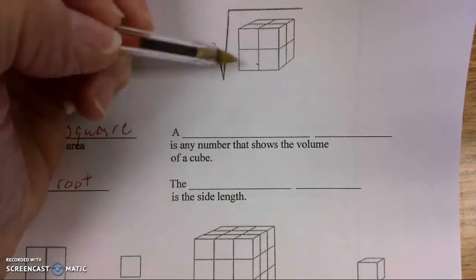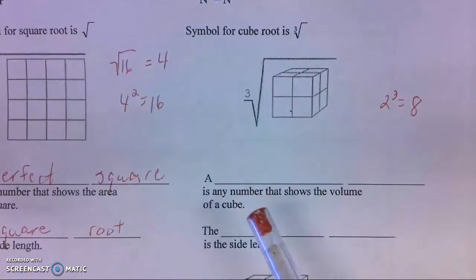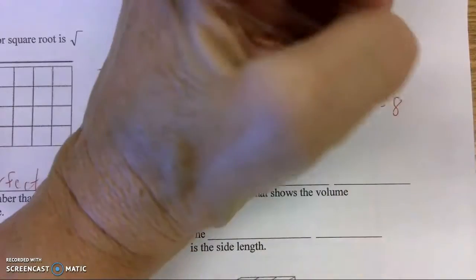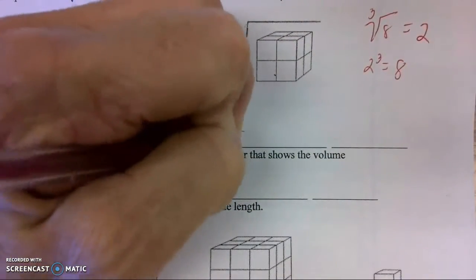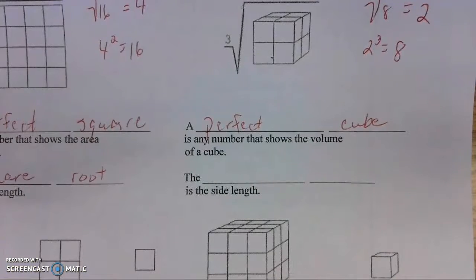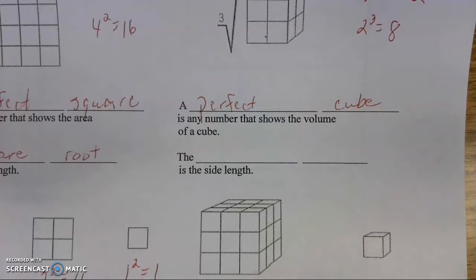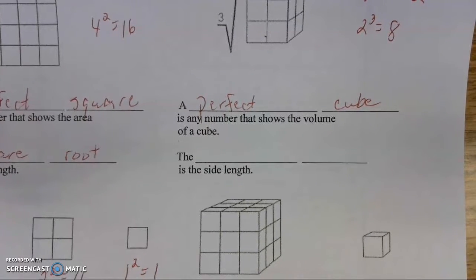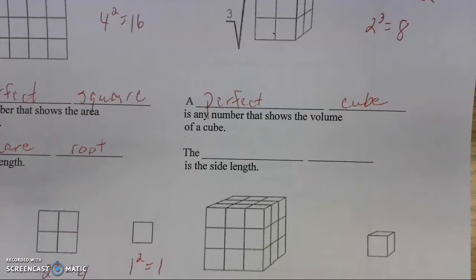So here's a cube, and it's a 2 by 2 by 2. So I know that 2 cubed equals 8. And then if I wanted to find the cube root of 8, I know that the cube root of 8 is 2. And a perfect cube is any number that shows the volume of a cube. So again, think of as you're cubing. So 1 would be a perfect cube, 8 is a perfect cube, 27 is a perfect cube because they have the same side lengths, the length, the width, and the height.